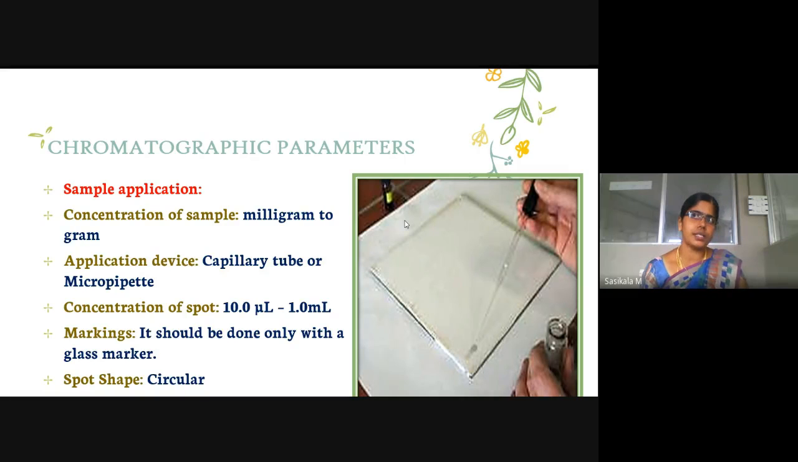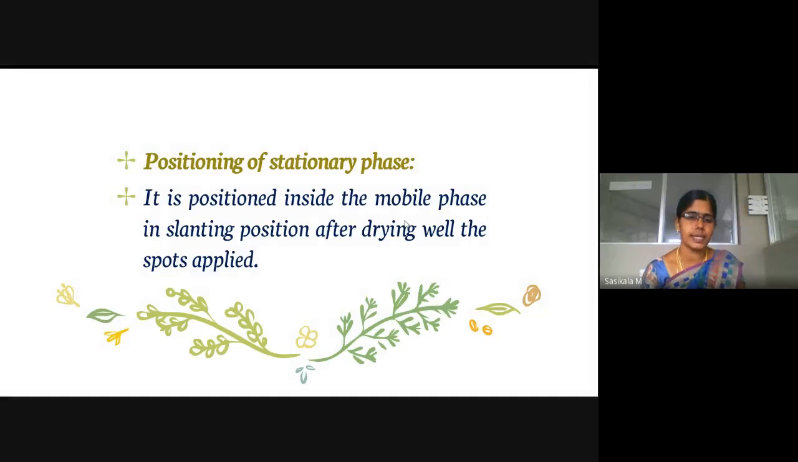The application device is either a capillary tube or a micropipette. With a capillary tube, we cannot measure how much volume we are taking. Since it is applicable for qualitative analysis, we can approximately place a drop using a capillary tube or micropipette. With a micropipette, we can measure the volume we are applying. So for quantitative analysis, we go with a micropipette with a measured volume of either 10 microliter or up to 1 ml. Marking should be done with a glass marker, and the spot shape will be circular. This is about sample application.